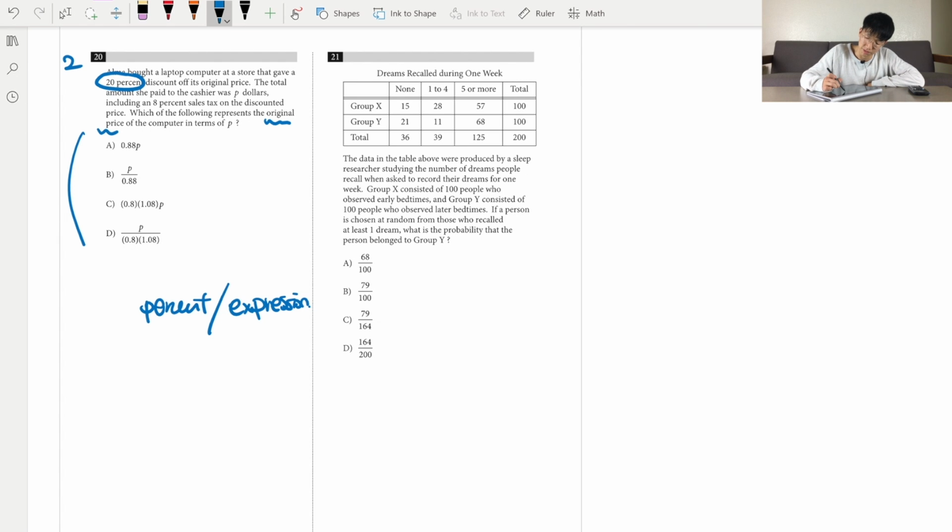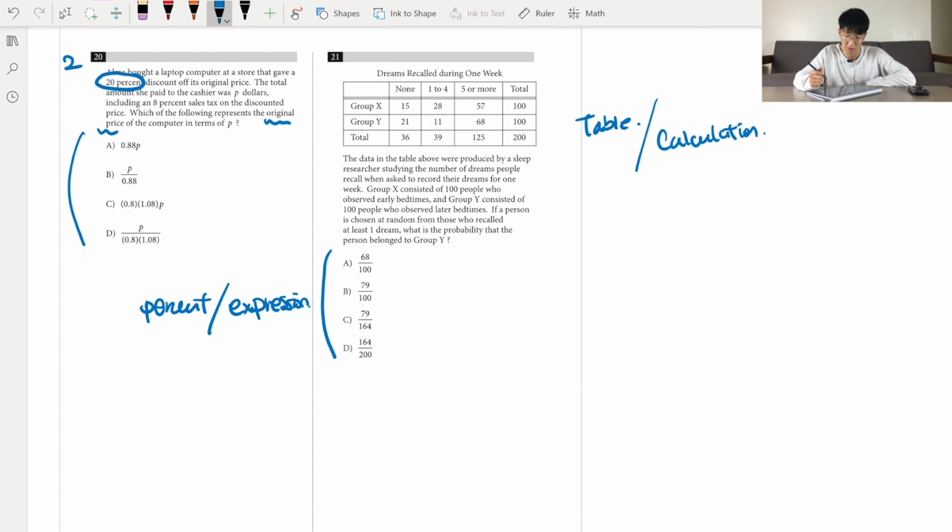Now I see a table. In this case answers are some type of numbers, so some calculations are necessary. So table and calculation. Maybe you have to look for probability there. The term probability is difficulty level 2.